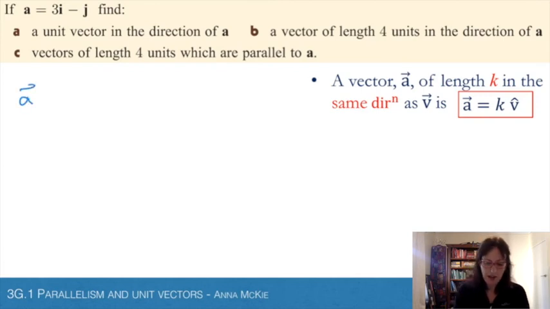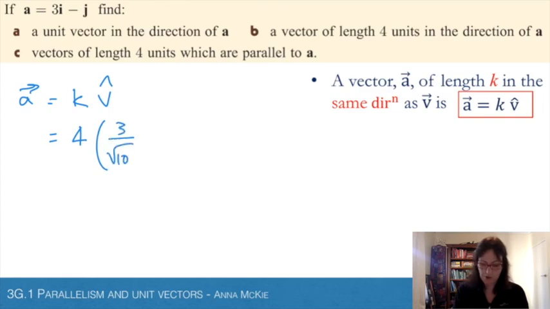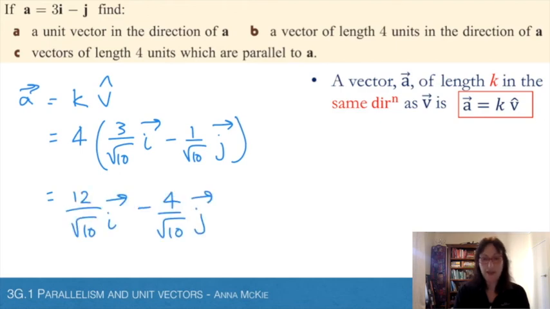So we're working out a vector A, and that is equal to some scalar multiplied by the unit vector. So since we've already calculated that, let's use that knowledge. We've got k, which is 4 in this case, because we're asked for length 4, multiplied by the unit vector, which we worked out before, and expanding brackets to simplify that. And that's our answer to part B.